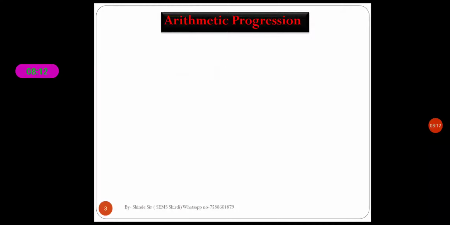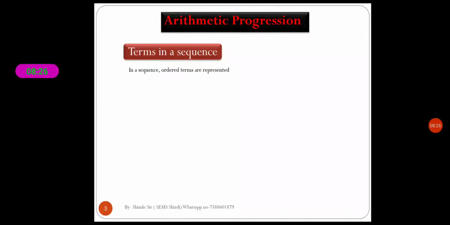Our next topic is terms in a sequence. Terms in a sequence means, for example, 1, 2, 3. In that, 1, 2, 3, 4 are the terms, and in a sequence order, terms are generally represented as T1, T2, T3, Tn. In general, a sequence is written in curly brackets as {Tn}, T suffix n.